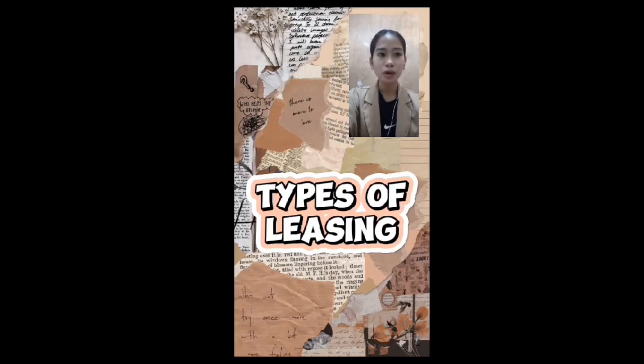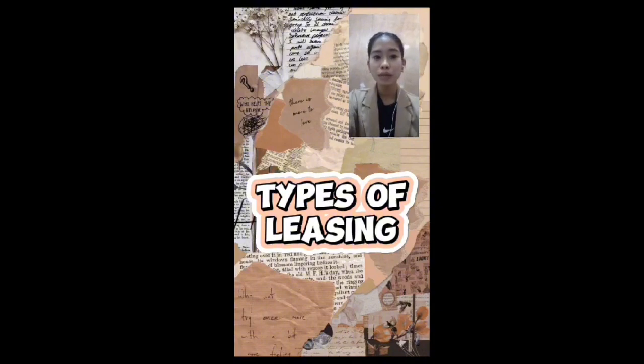So today, I am going to discuss the types of leasing. So a lease is a negotiated contract between the owner, the lessor of the property, allowing the firm, the lessee, the use of the property for a specific period of time for a specific rental.